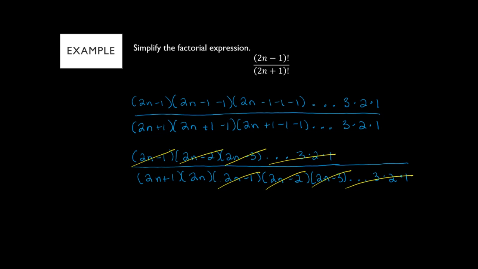So on the top, we end up with everything canceled out, so we end up with 1. And then in the denominator, we end up with 2n plus 1 times 2n. And that is how this factorial expression simplified. And that actually gives us a formula to do a factorial like that if it's in that form.